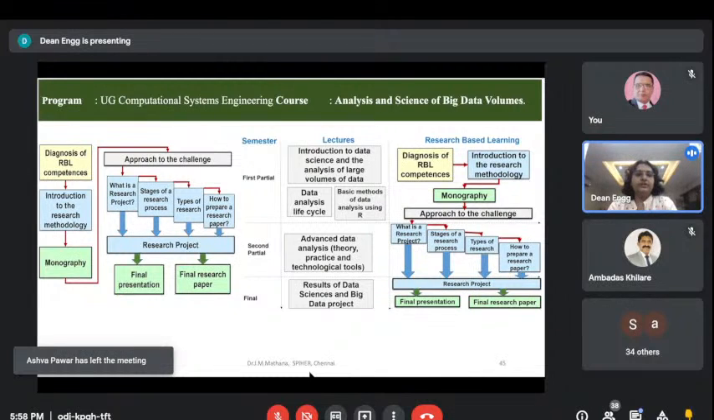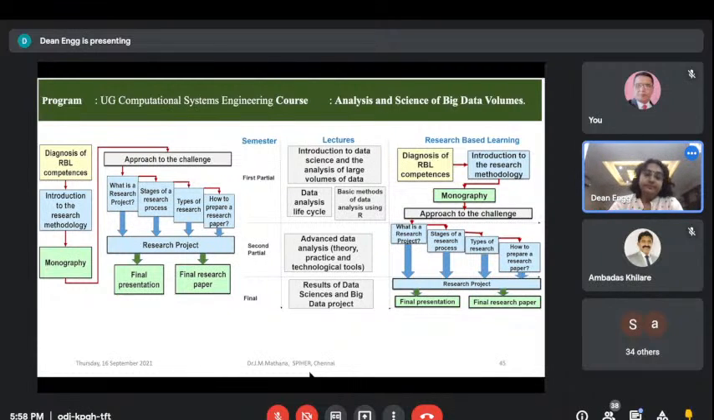Then we have to conduct the workshop. What do you mean by a research project? How to do the research? What are the types of research? How to prepare a research paper? Everything you have to inform through a workshop. Then parallelly we have to give the next 2 advanced units also.